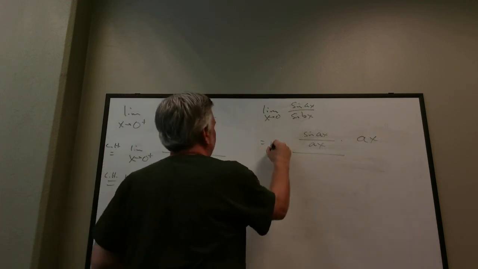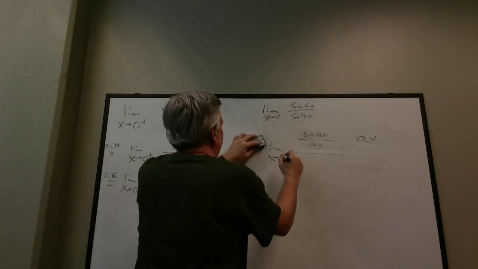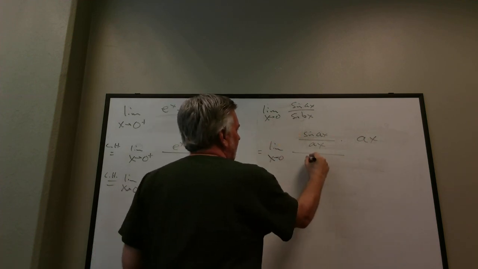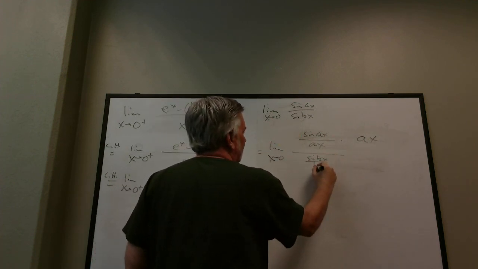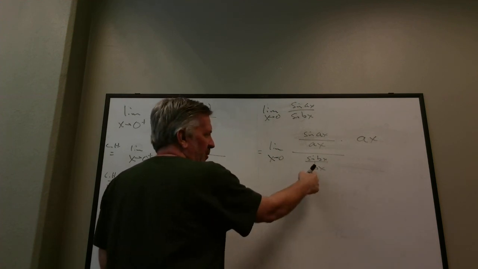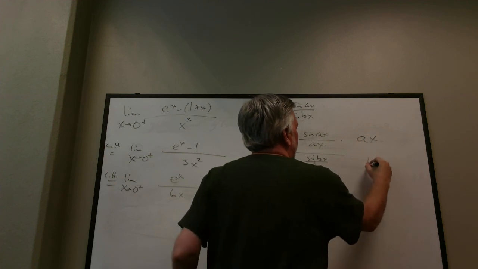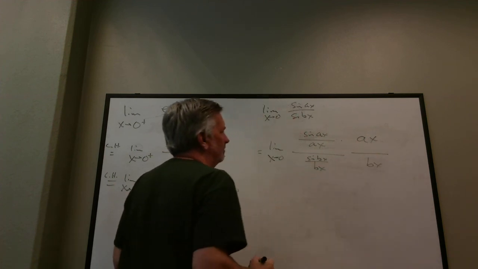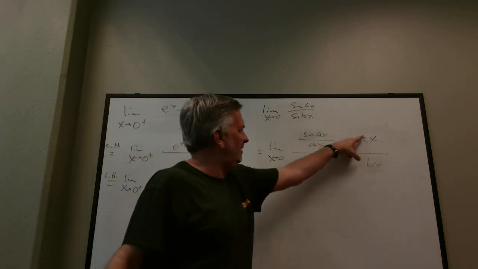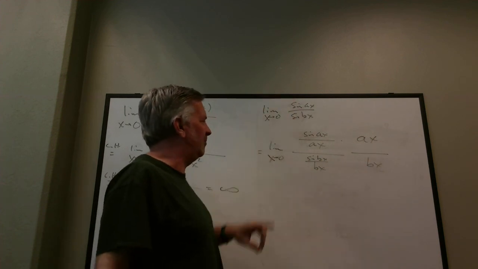Likewise, I want to do the same thing in the denominator. So I get sine bx over bx, but I can't just throw in a bx because I want to, so I need to multiply the denominator by bx as well. So notice if I cancel the ax's and cancel the bx's, I have my original problem.